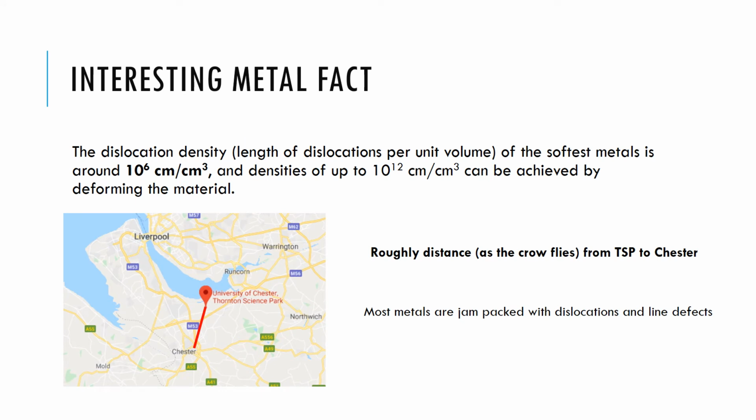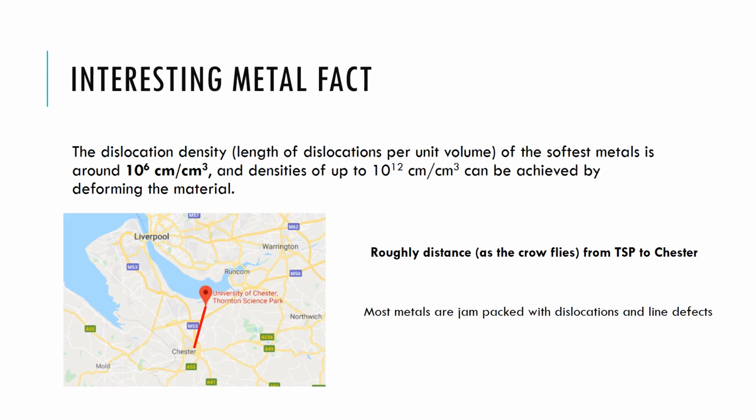Now, this is an interesting fact about the density of these dislocations within a metal. Dislocation density is the length of dislocations per unit volume. In some of the softest metals, that can be around 10 to the 6 centimeters per centimeter cubed. And if you deform the material and allow plastic deformation to happen, then you can get densities of up to 10 to the 12 centimeters per centimeter cubed.